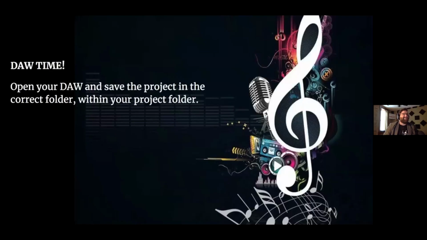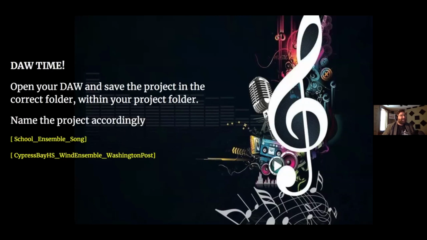So now that you've got your DAW of choice, you want to open it up in the correct folder and start going. Biggest thing again, make sure you name it correctly, because if you do have multiple songs, multiple ensembles, you want to make sure that you're keeping track of everything accordingly. Files can get mixed up really easily, and it's a real headache if you're not careful from the beginning.